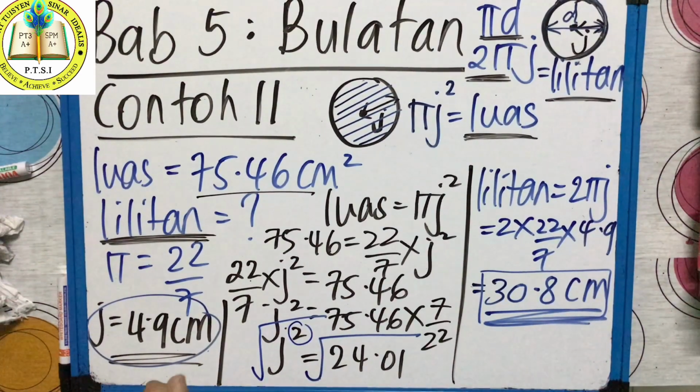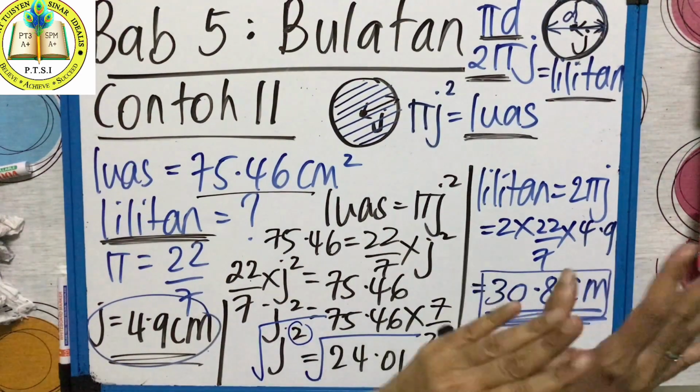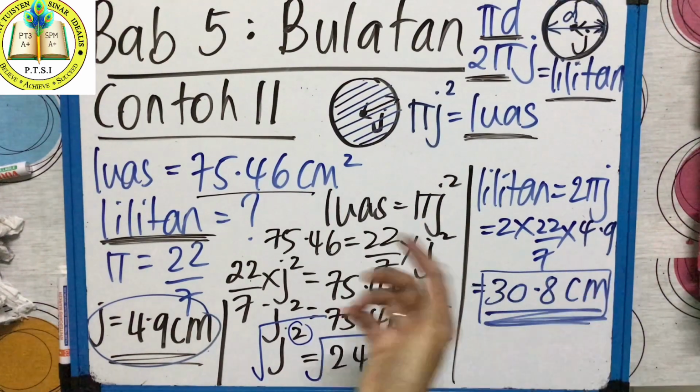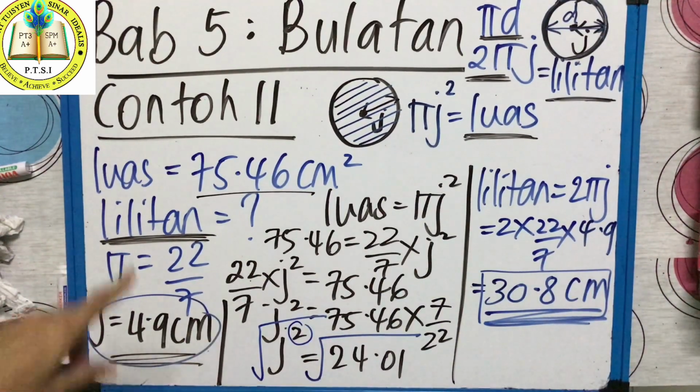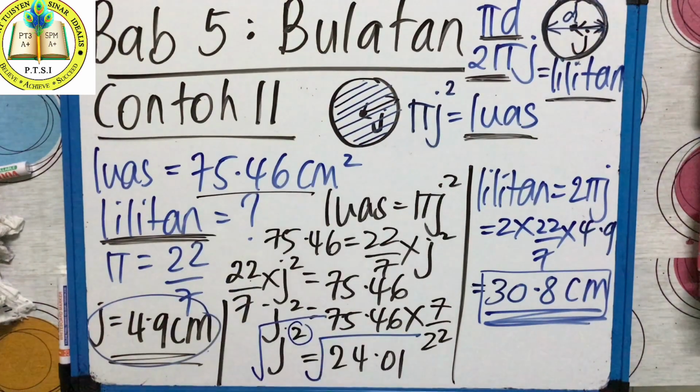Bila mereka suruh kamu cari lilitan, you cannot directly do lilitan. Cannot. Because you don't know the jejari. So, guna maklumat yang diberi luas. So, with the information luas, you find jejari. Kemudian ganti dalam formula lilitan, you get your lilitan answer. Finish. Class, if you got any confusion or any doubt, watch this video again and again and clarify your doubts. Go through the video again and again for a better understanding.